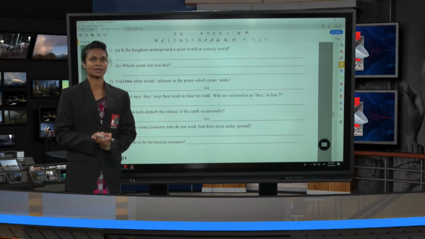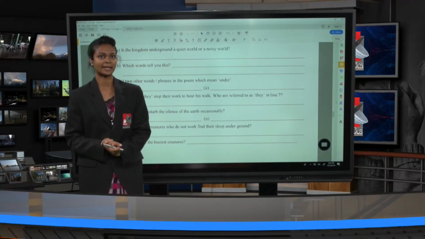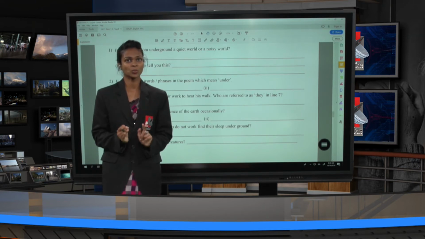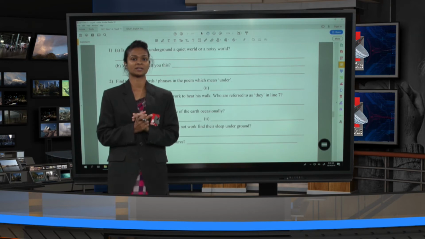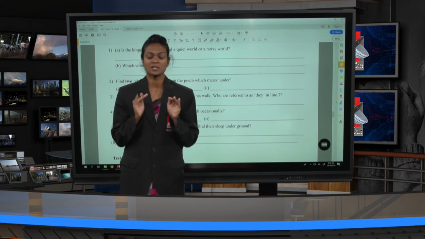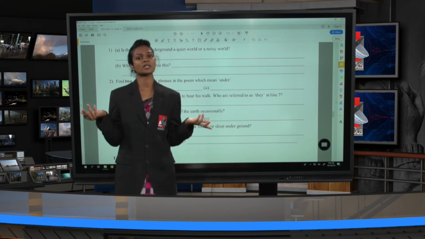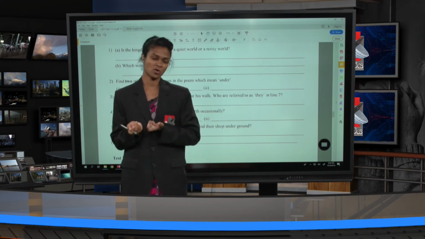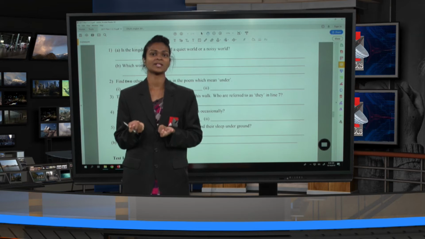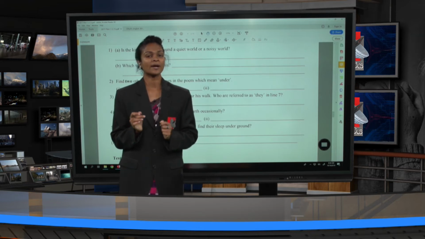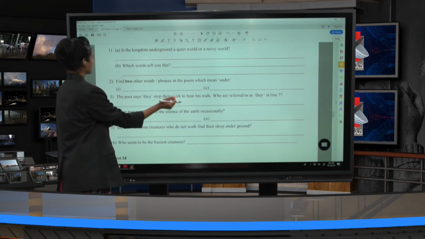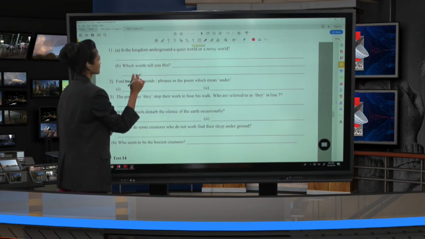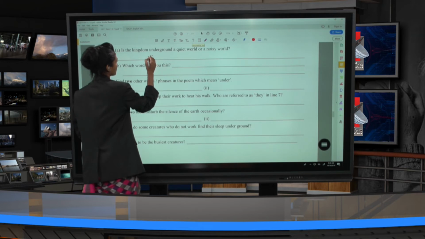Here, first one. What is the question? Simple A. Is the kingdom underground a quiet world or a noisy world? Quiet means silent. Is it a silent world or a noisy world? What's your answer? Yes, it's a quiet world. So your answer should be a quiet world.